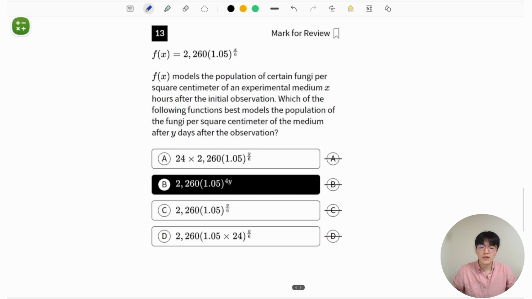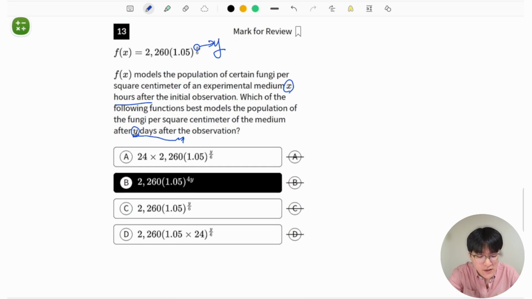f(x) is equal to 2,260 times 1.05 to the power of x divided by 6. f(x) models the population of certain fungi per square centimeter of an experimental medium x hours after the initial observation. Which of the following functions best models the population of the fungi per square centimeter of the medium after y days after the observation? So we're trying to change this x into a y value. And so we need to find a conversion metric in order to understand this. And the easiest way to do this is just to write x and write down its units, it's in hours, and y, and that's in days.